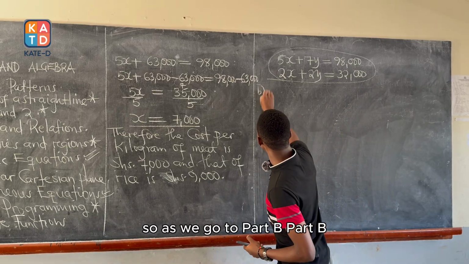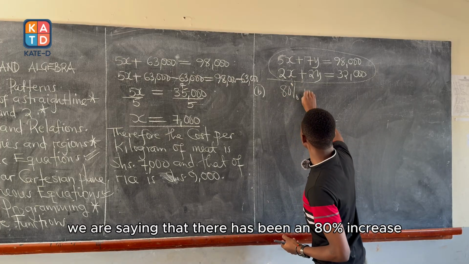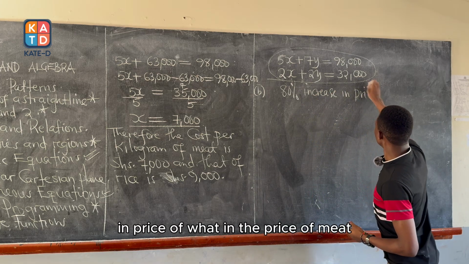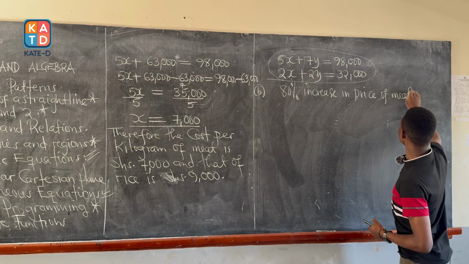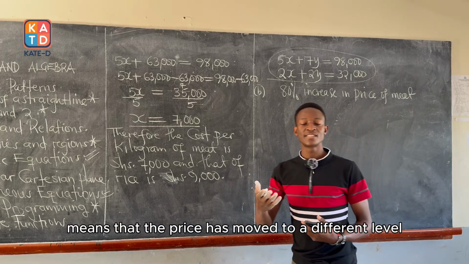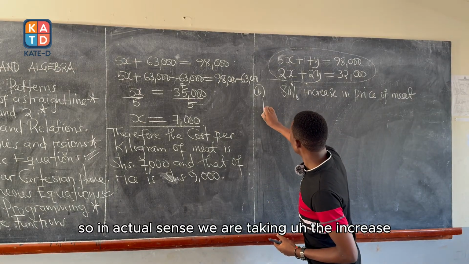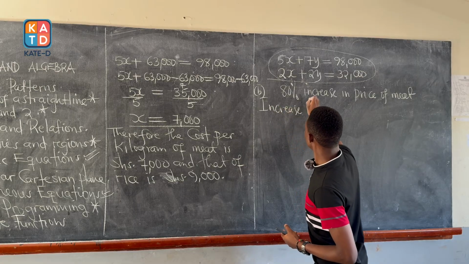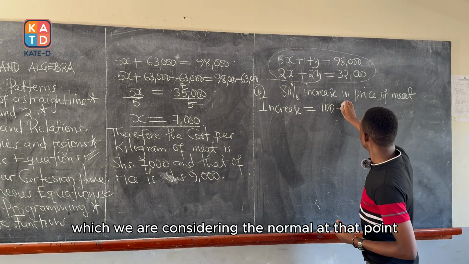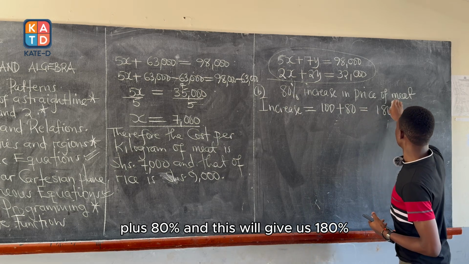So as we go to part B, we are saying that there has been an 80% increase in the price of what? In the price of meat. When we say an 80% increase in the price of meat, it means that the price has moved to a different level. So in actual sense, we are taking the increase from the normal, which we are considering the normal at that point, plus 80%. And this will give us 180%.